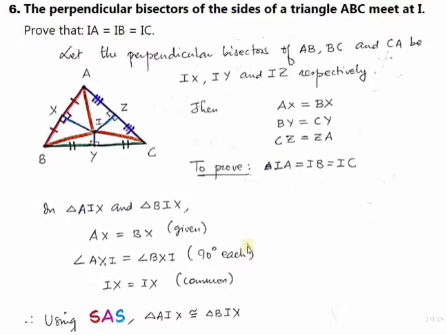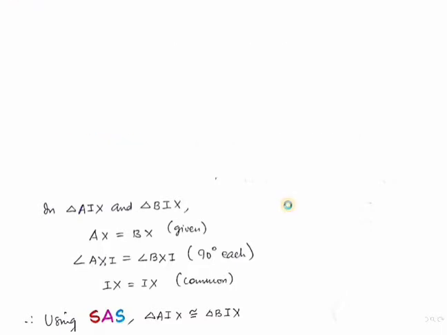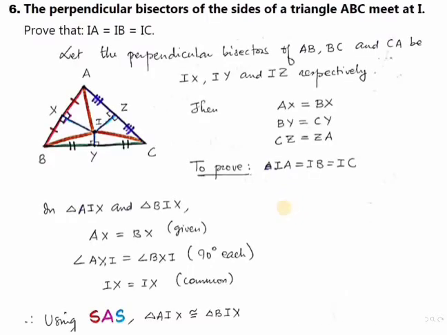Similarly we can show that this triangle and this triangle are congruent, and this triangle and this triangle are congruent in the same manner. So you can pause the video and note down till here, so that we'll move to the continuation part of this. Pause the video and note down your solution till here.